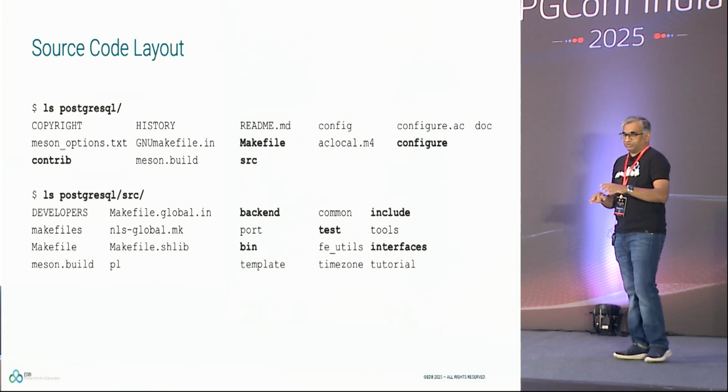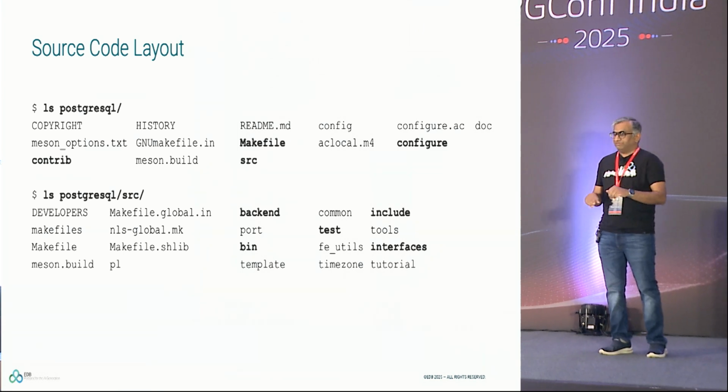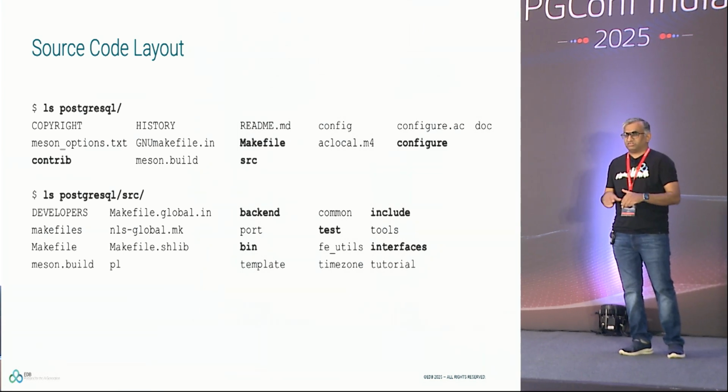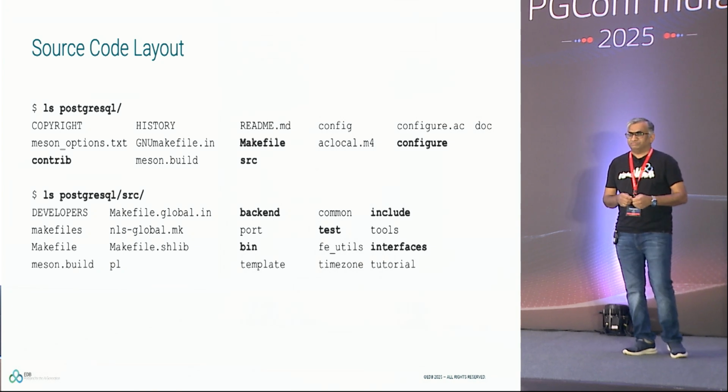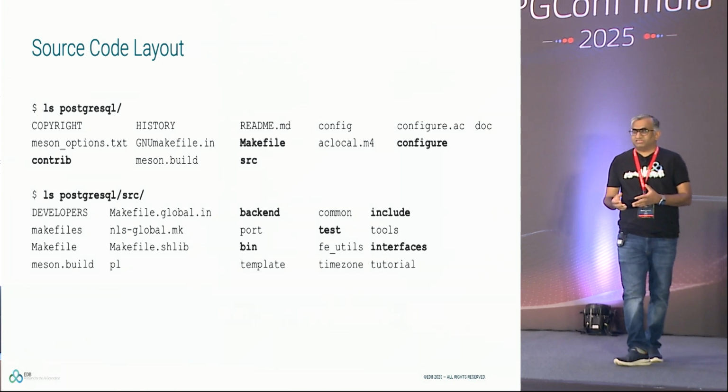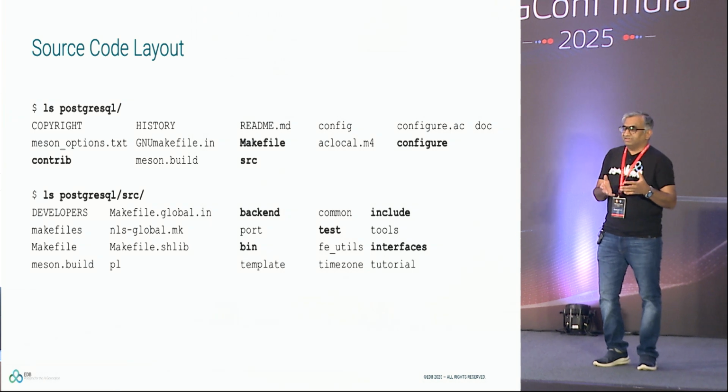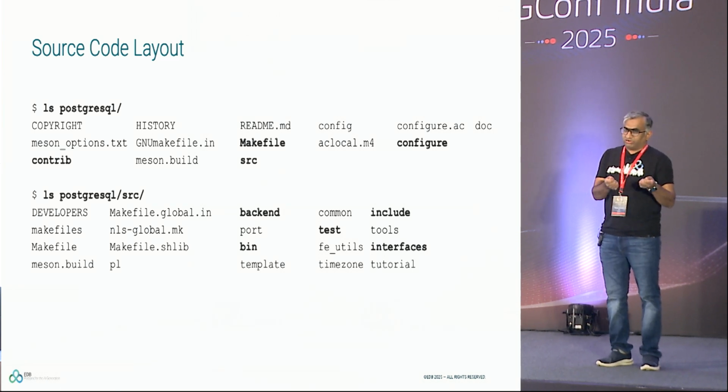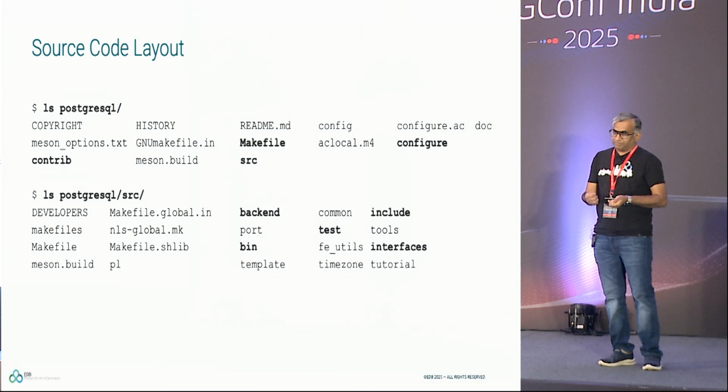The test directory is where all your test code exists, whether it's regression test or isolation test or TAP test. I'm not going to get into details, but regression test is something you at the very least want to look at if you are hacking Postgres.